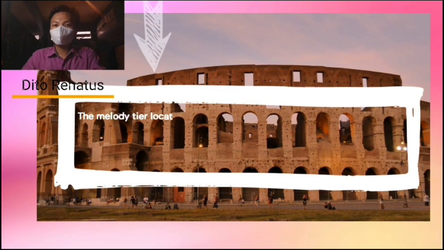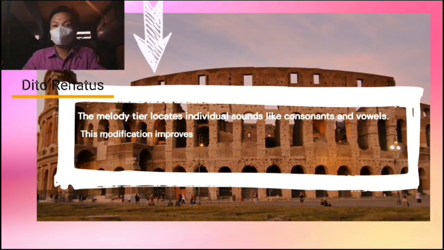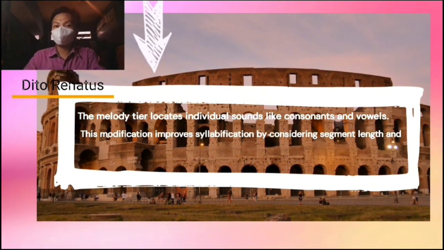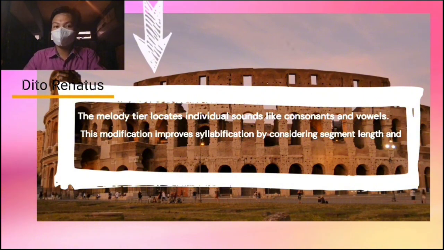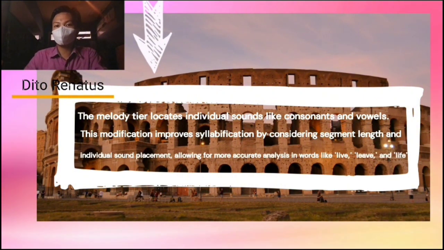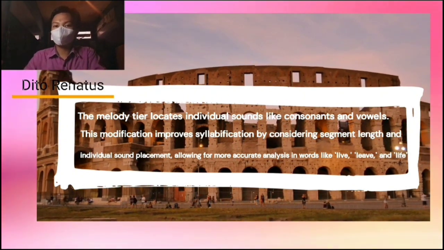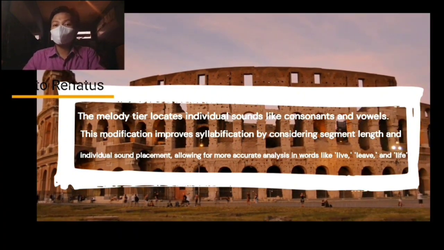And the melody tier locates individual sounds like consonants and vowels. These modifications improve syllabification by considering segment lengths and individual sound placement, allowing for more accurate analysis in words like live and life.